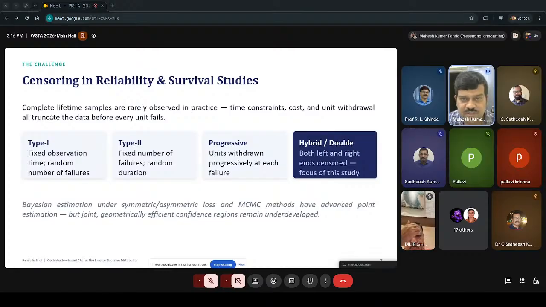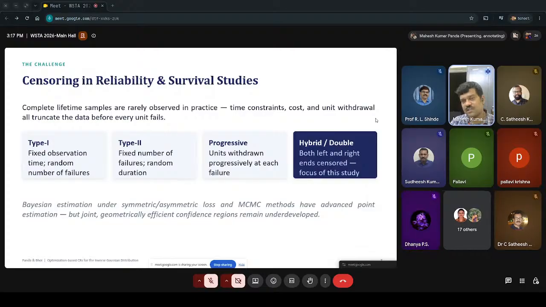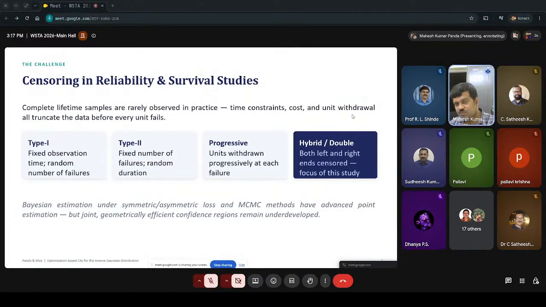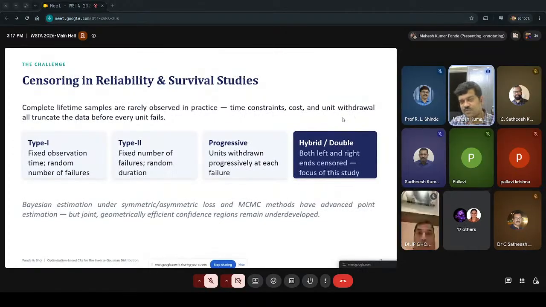Now let us come to the censoring scheme. In reliability and survival studies, we often cannot obtain complete lifetime samples every time, because we can have time constraints, cost constraints, and the possibility of unit withdrawal. In progressive censoring, we need to withdraw units whenever there is a failure. This results in truncated data before every unit fails.